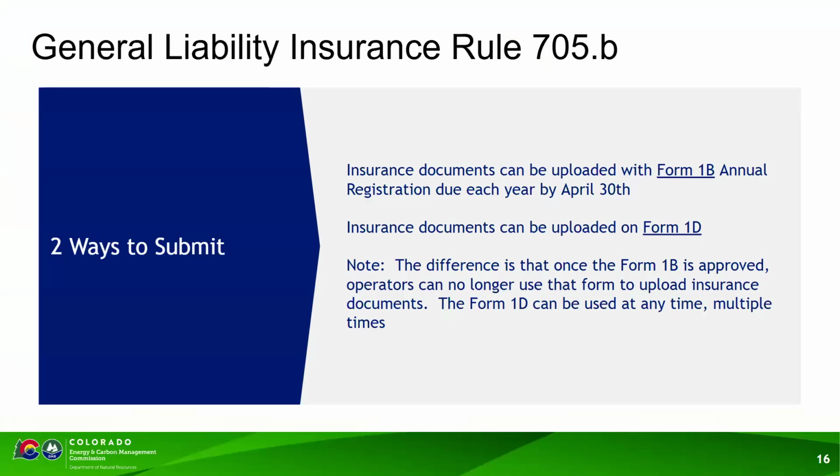So there's two ways to submit. You can still submit your certificate of liability insurance with the annual Form 1B. And the difference is once you submit the Form 1B, no changes can be made to it. So then you would need to use the Form 1D to submit the insurance. Or you can just use the Form 1D and not submit it on the Form 1B. Next slide, please.